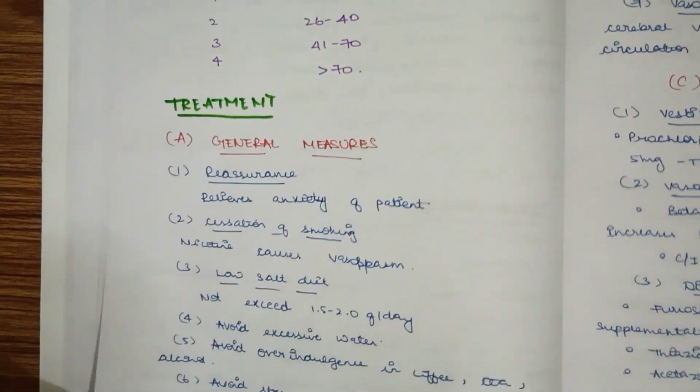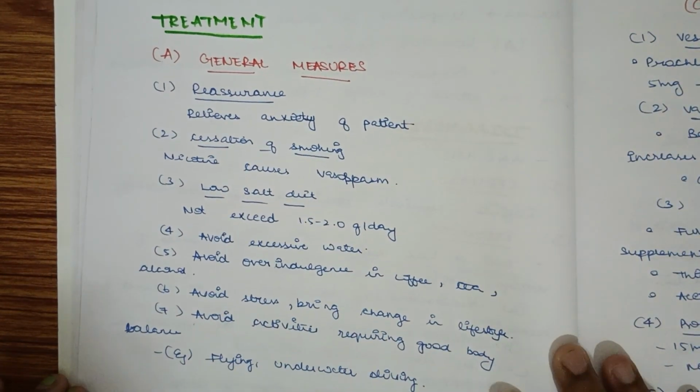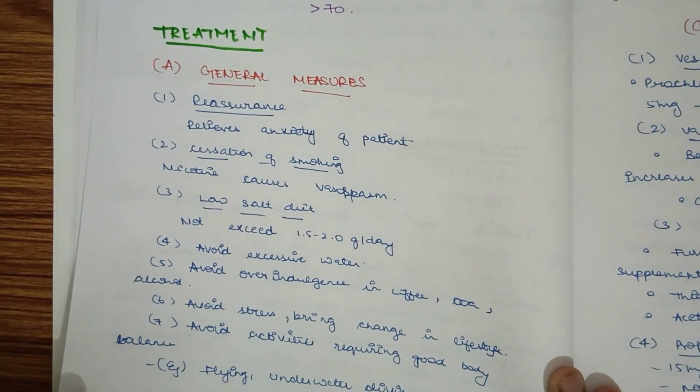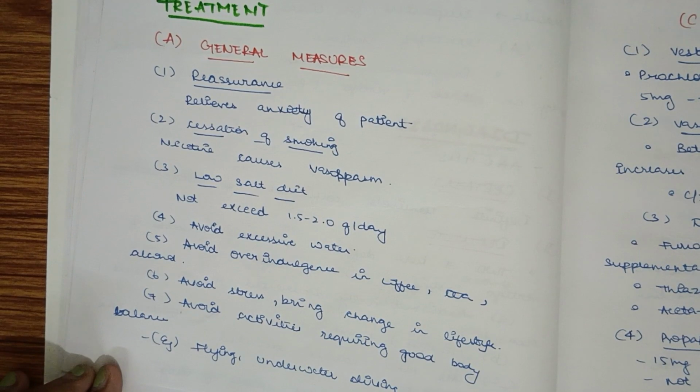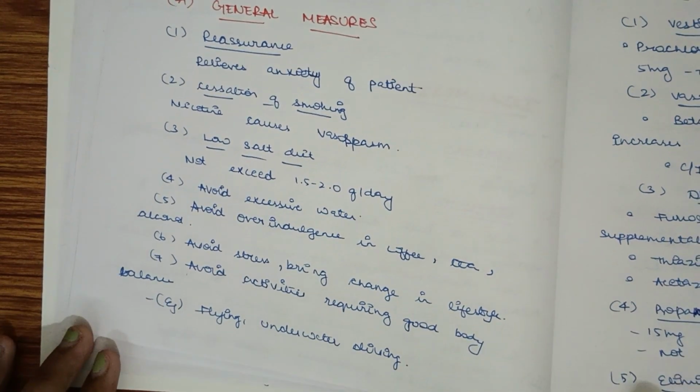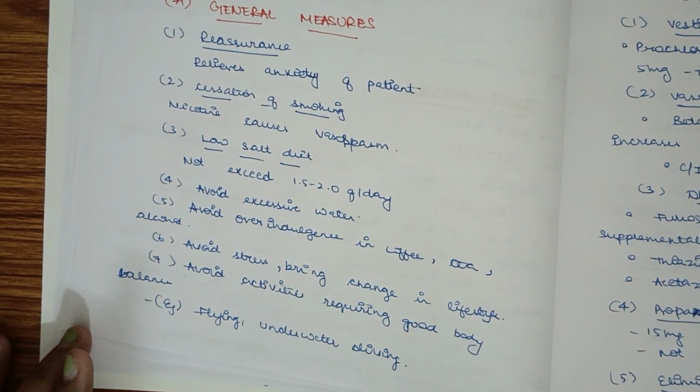Now we'll look at the treatment of Meniere's disease. First we'll see the general measures of treatment. First we should reassure the patient, which will relieve the anxiety of the patient. And then we should stop certain things. What are those things that need to be stopped?